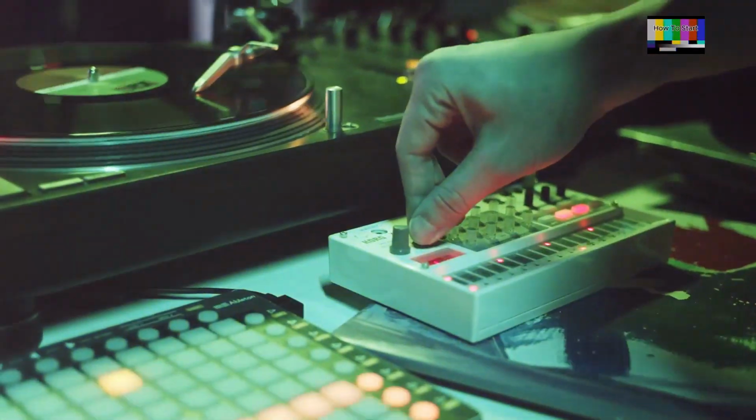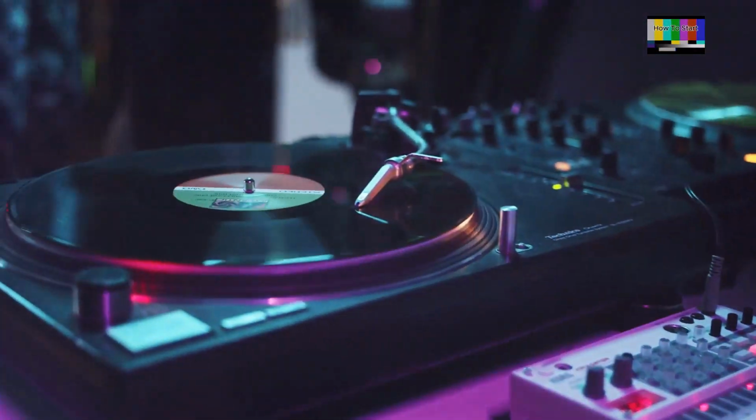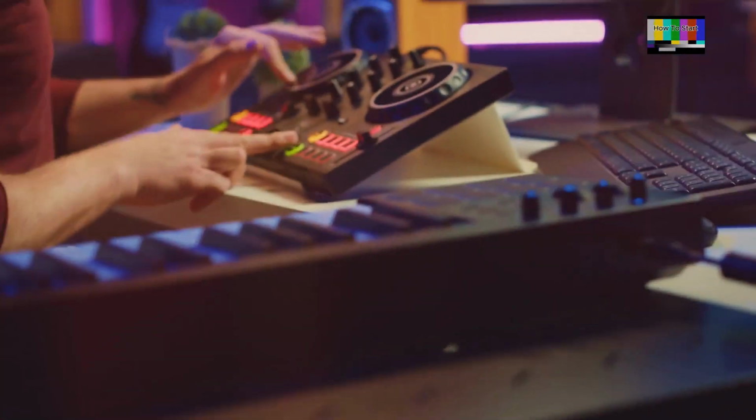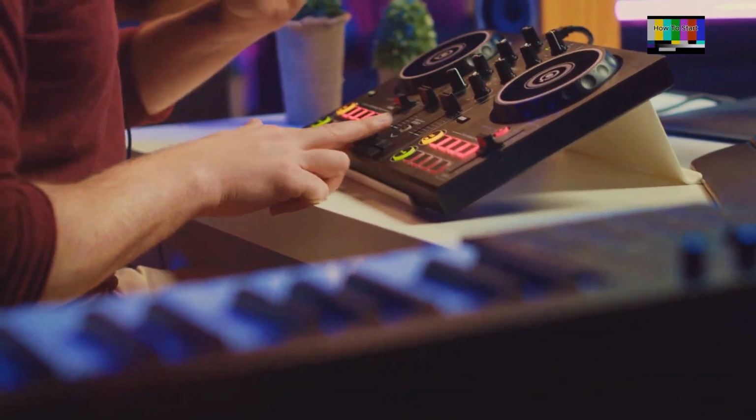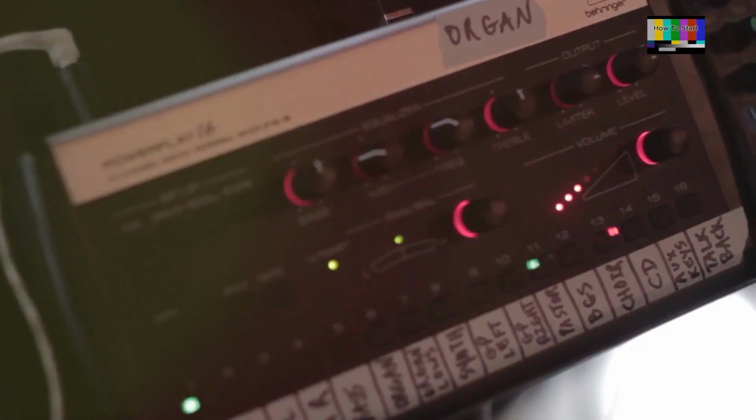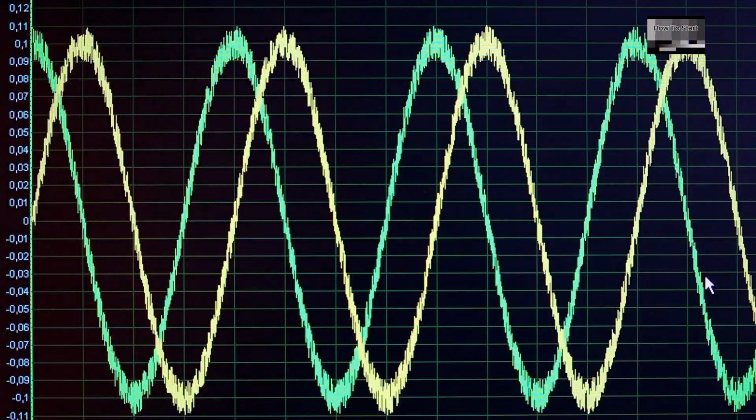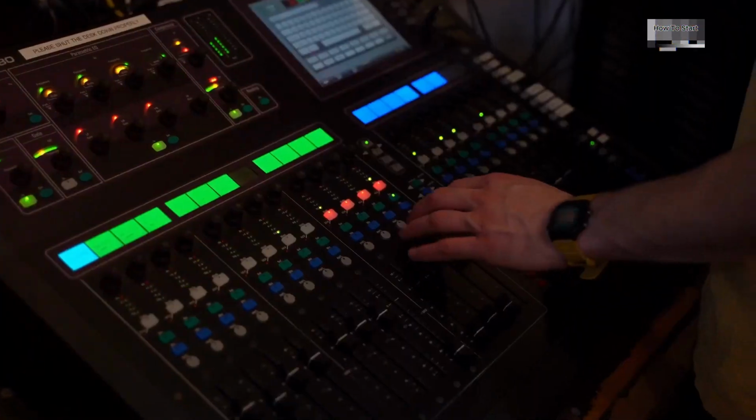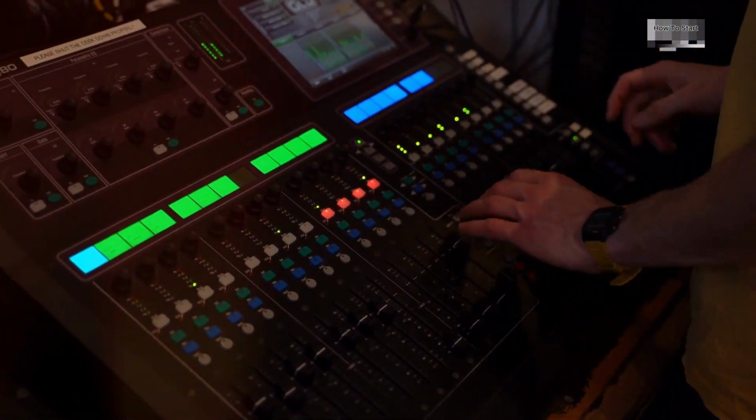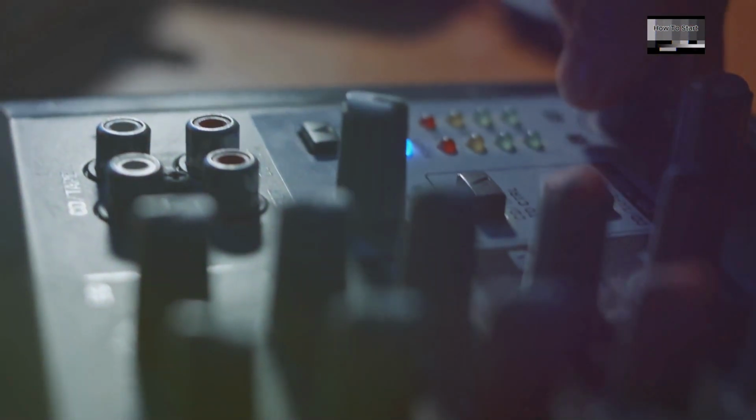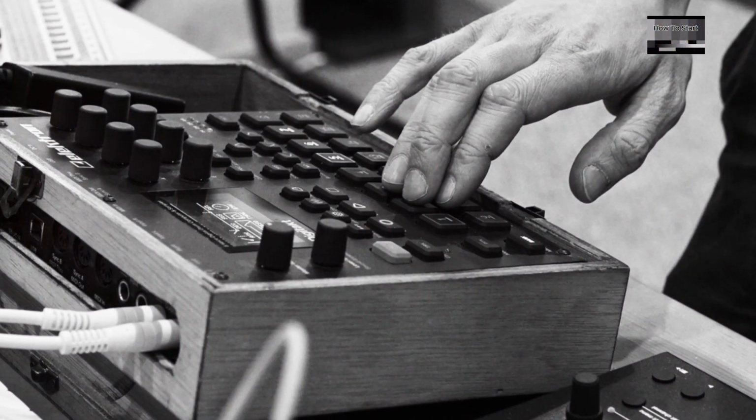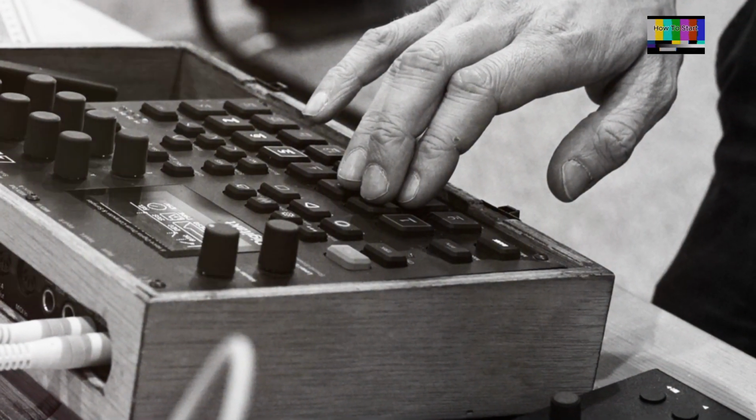Section 5, ADSR envelopes controlling your sound. The ADSR envelope is a fundamental concept in synthesis. It stands for attack, decay, sustain, and release. It shapes the volume of the sound over time. Attack controls how quickly the sound reaches its maximum volume. A short attack results in a snappy sound. A longer attack creates a gradual fade-in.